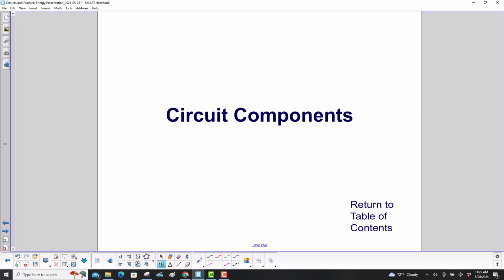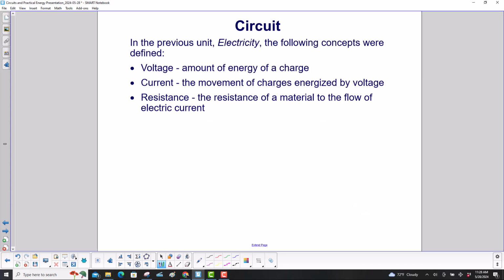Circuit components. In the previous unit, electricity, the following concepts were defined. Voltage, which is the amount of energy of a charge. Current, the movement of charges energized by voltage. And resistance, the resistance of a material to the flow of electric current.